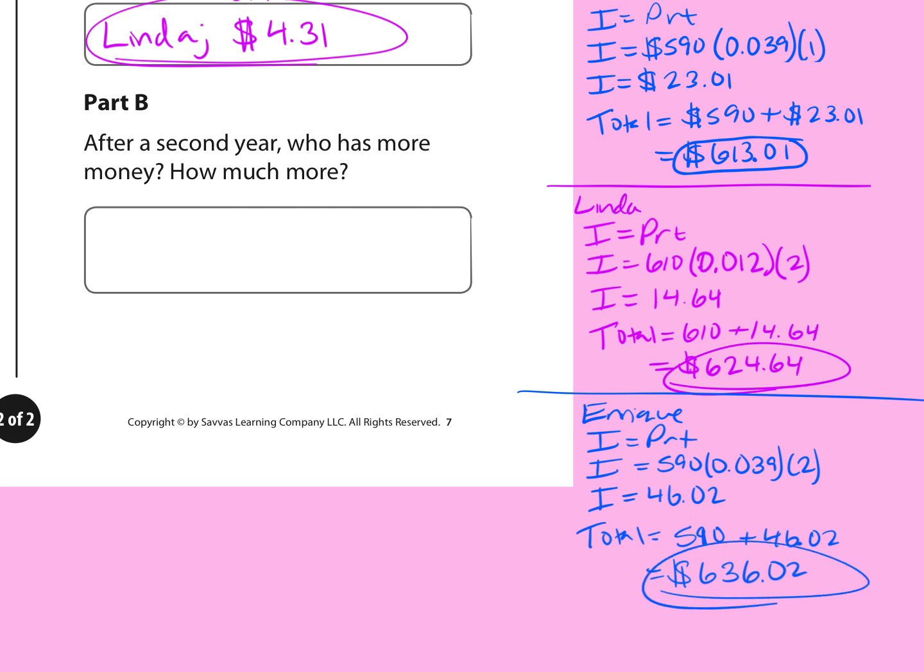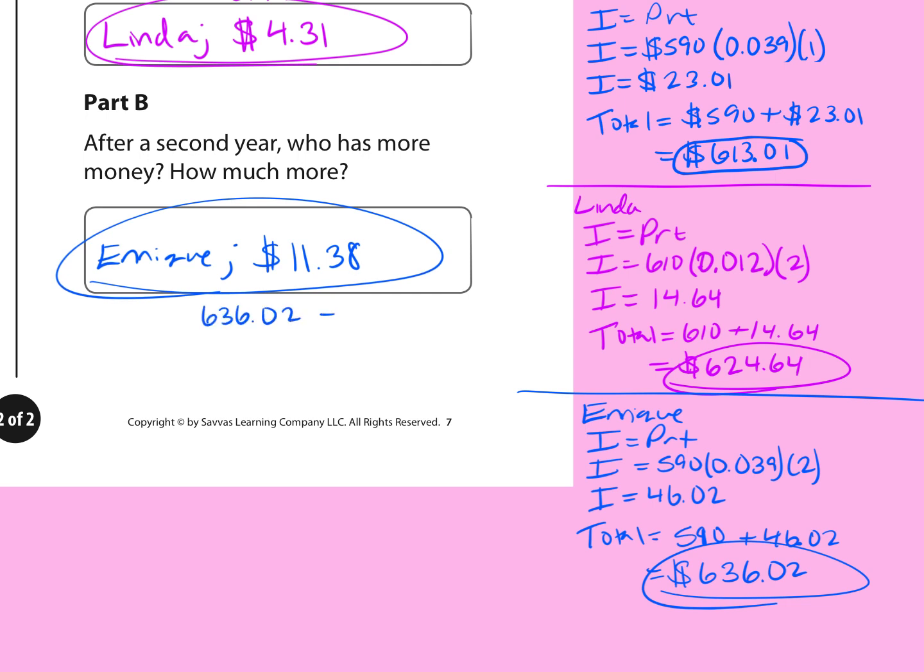and we get that that is $636.02. So who has more now? Enrique. And that makes sense because he had a much higher interest rate, so it was building faster. How much more? When we subtract these two, we get $11.38 more. And I could quickly just show that, saying, okay, 636.02 minus $624.64 does come out to $11.38.